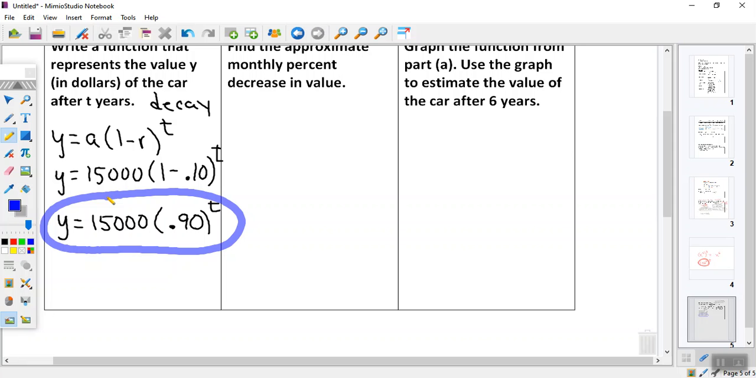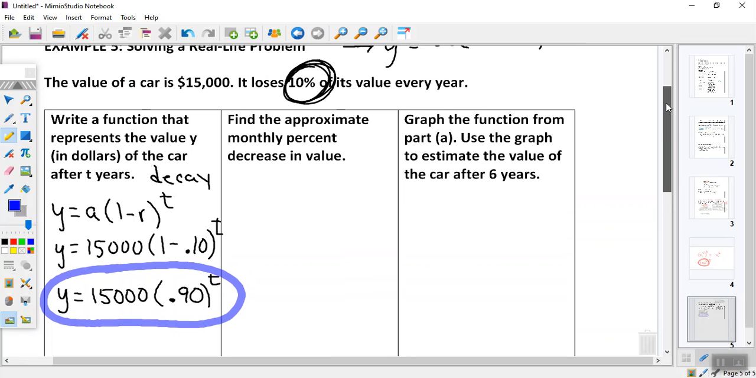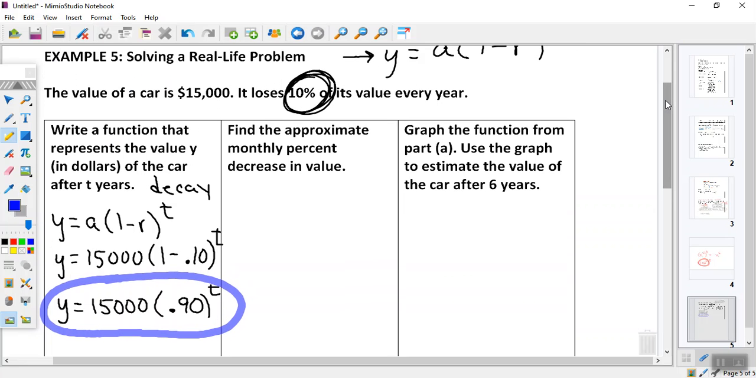This 0.90, is this between 0 and 1 or more than 1? Between 0 and 1. Which means if it's less than 1, this is going to show decay, right? So does my model make sense in terms of what's going on here? Absolutely. Okay. All right. It says find the approximate monthly percent decrease in value. Well, this is kind of an interesting question because it loses 10% every what, kids? Every year.